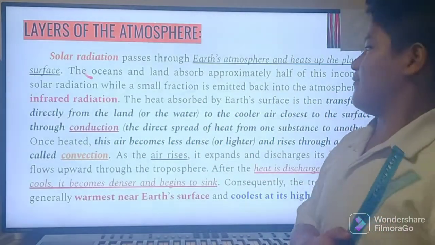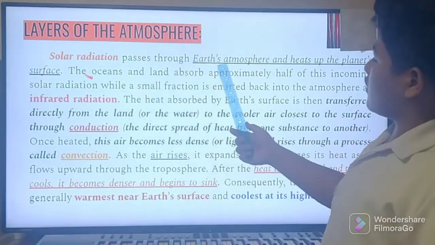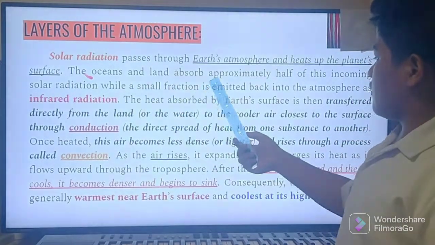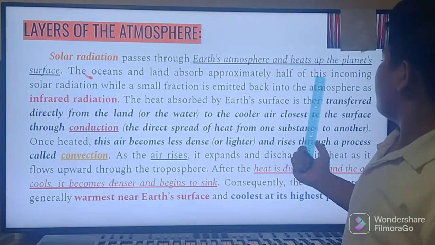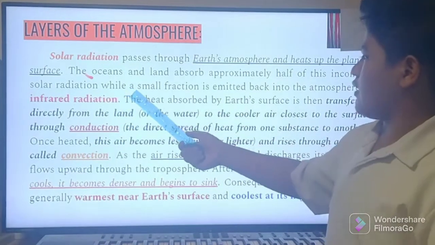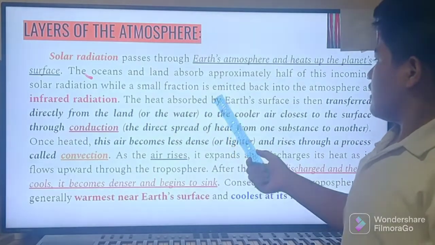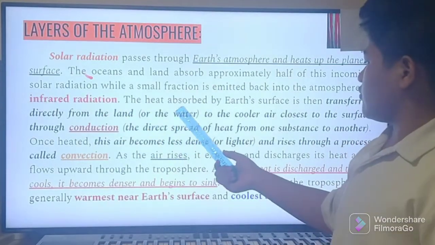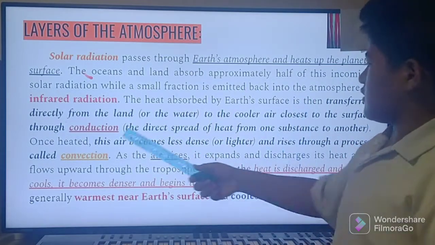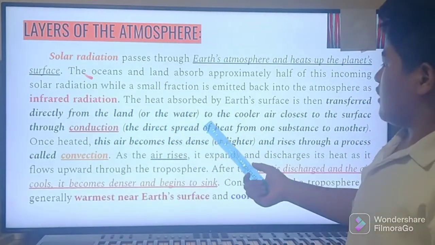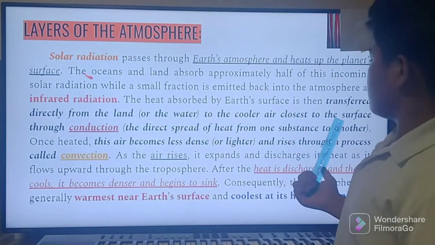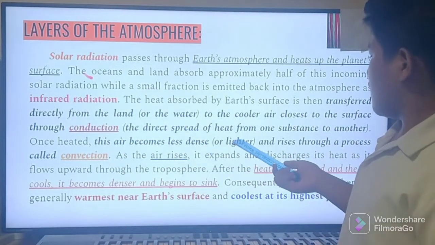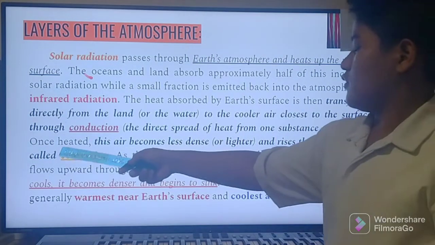Layers of the atmosphere. Solar radiation passes through Earth's atmosphere and heats up the planet's surface. The oceans absorb approximately half of this incoming solar radiation, while a small fraction is emitted back into the atmosphere as infrared radiation. The heat absorbed by the Earth's surface is then transferred directly from the land or the water to the cooler air closest to the surface through conduction, the direct spread of heat from one substance to another.